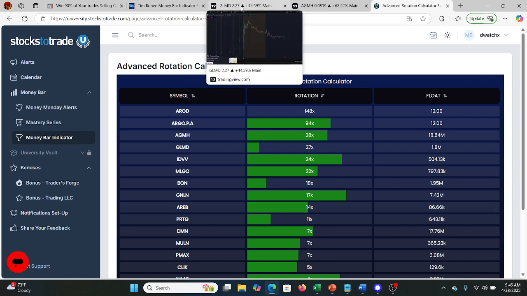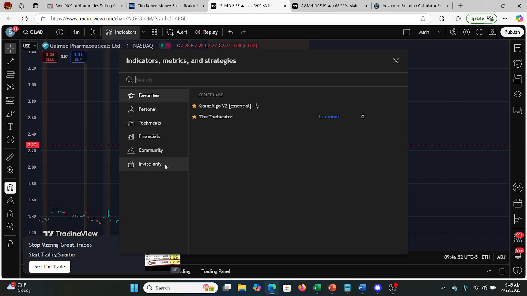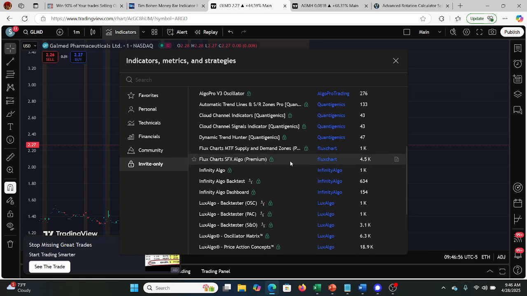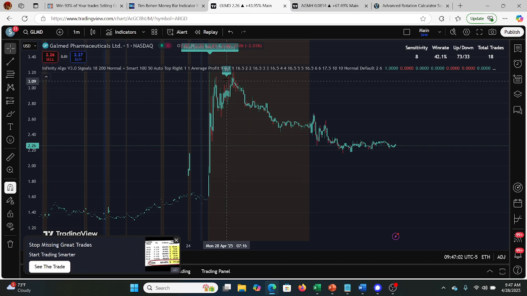So what I'd do in this case is I'd say, okay, we've had a big move up, a pullback, what looks like a consolidation. I would add on my other favorite indicator, which is Infinity Algo. And I'd wait for a buy signal on Infinity Algo. We've already had a buy signal back here, but I'd look for another buy signal here to make sure that we'd get another push up. So it's kind of what I'm looking for if it didn't catch this first initial move on the float rotation.